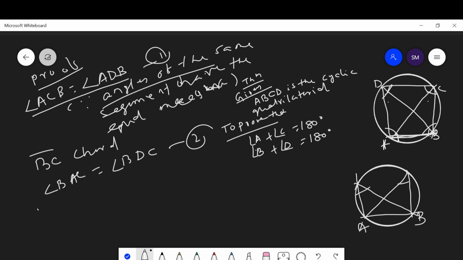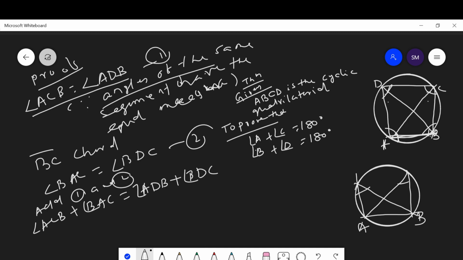Then add equation 1 and equation 2. Add 1 and 2, we get ACB plus BAC is equal to ADB plus BDC. Just add both the sides. Then next we get ACB plus BAC is equal to ADB plus BDC, which is equal to ADC.